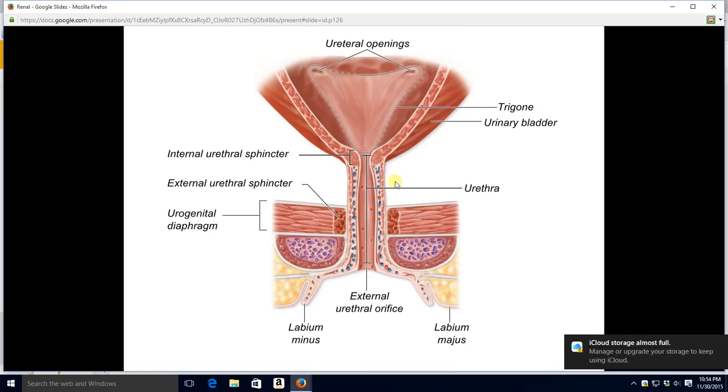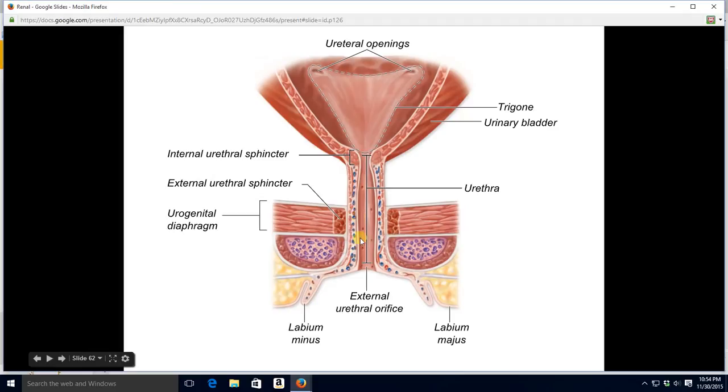Here we see the lady urethra again, from the internal to the external orifice. Short urethra means that there is a higher risk of bacterial infection, plus the proximity of the urethra to the vagina, to the anus, makes it easier for bacteria to find their way into the urethra. Notice that the urethra terminates at the external orifice, which is in the vestibule of the vulva, enclosed by the labia minora.